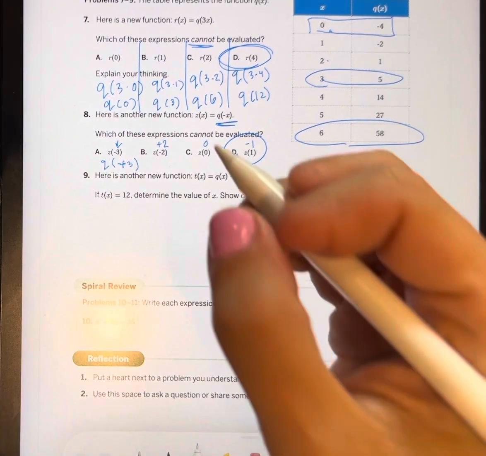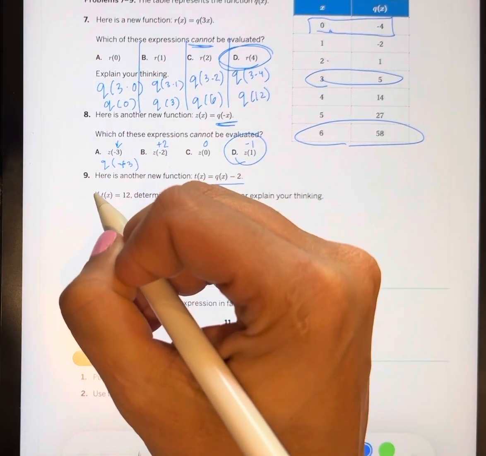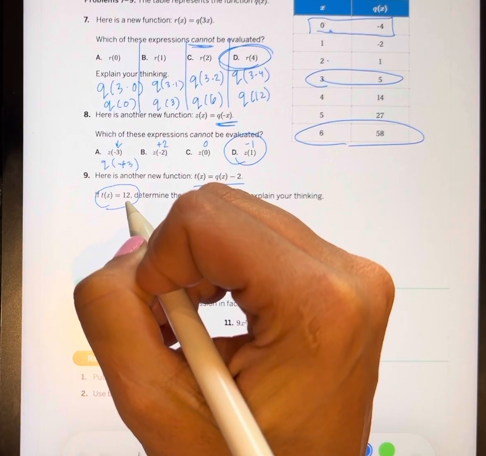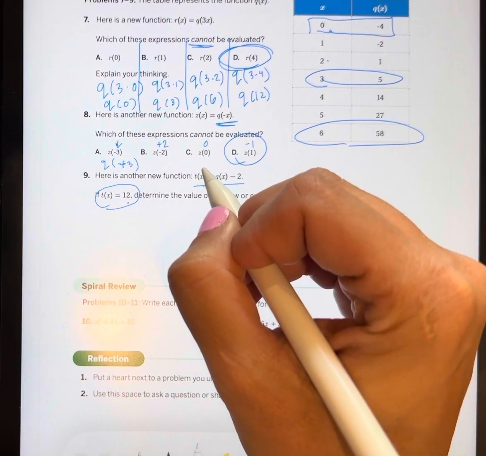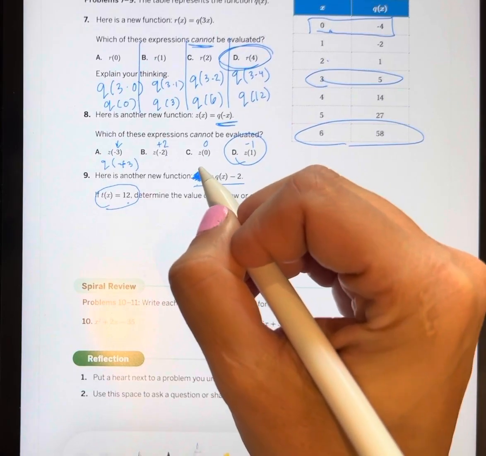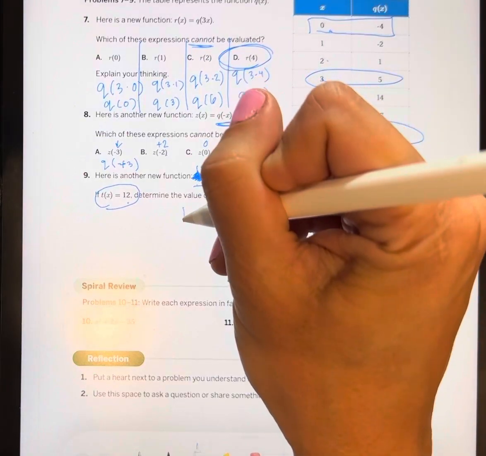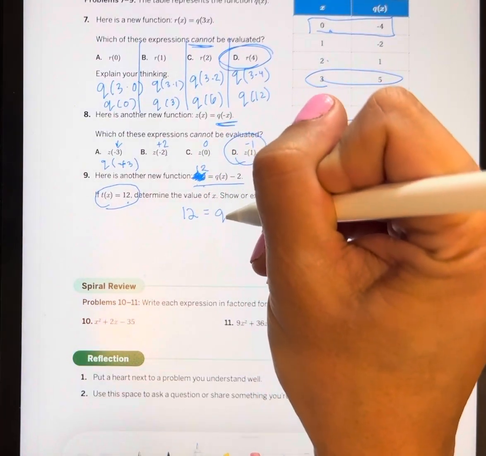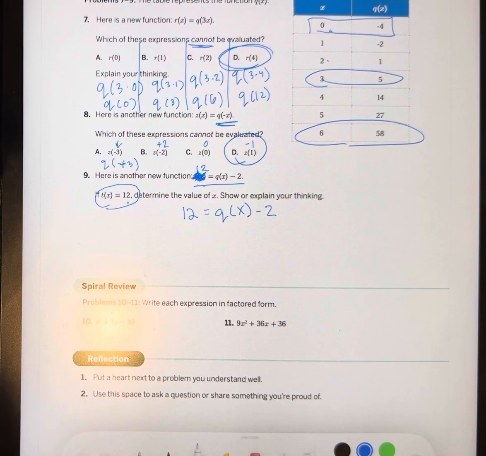Okay, another new function. T of x is q of x minus 2. If t of x is 12, determine the value of x. Okay, no big deal. They're telling me t of x is 12. So then I can go over here, and whenever I see t of x, I can say, I know you're really 12. So I get 12 equals q of x minus 2. And I'm trying to solve for x.